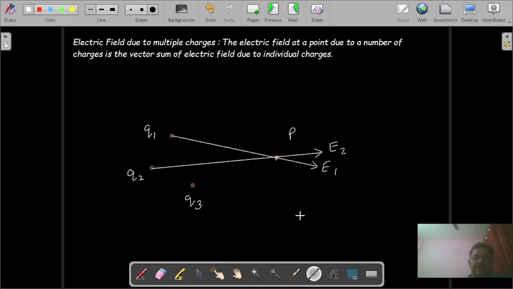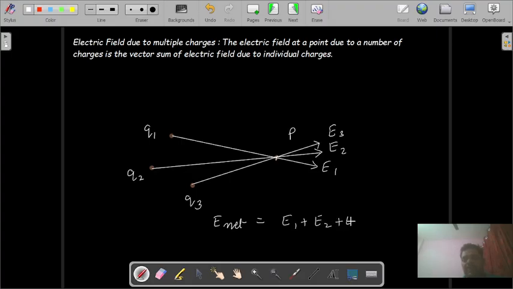The third electric field, due to q3, can be obtained over here by joining q3 to the point P. And again E3 can be written here. In the same way, whatever charges are there, we can obtain their individual electric fields at this point P, and therefore the net electric field at the point P will be given as E net equals E1 plus E2 plus E3, all added vectorially. So we have E1, E2 and E3 to be added vectorially to give us the net electrostatic field at this point P.